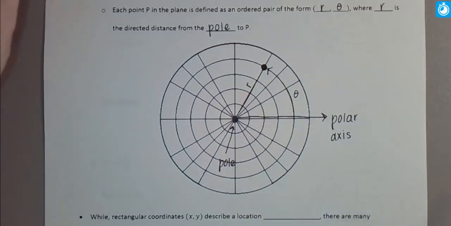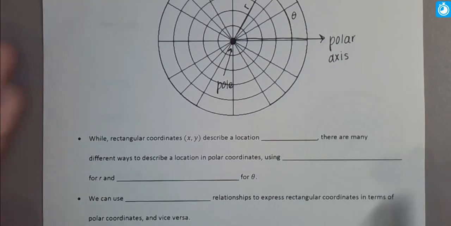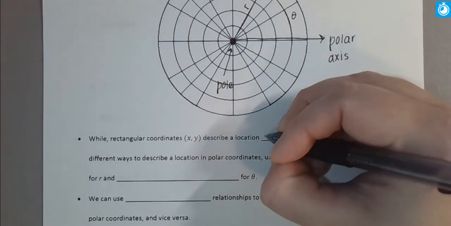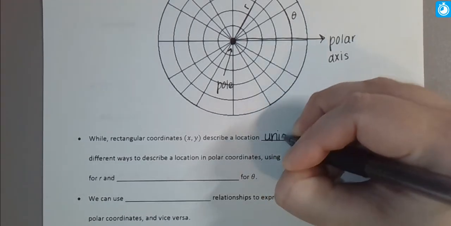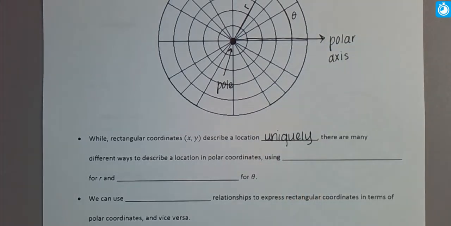Now, one thing that is unique about polar coordinates versus rectangular coordinates is rectangular coordinates describe a location uniquely. In other words, if we pick a location in the plane, only one pair of x and y coordinates describe that location. And also, if we were to write a particular x and a particular y, that only describes one location in the coordinate plane. So every point in the coordinate plane is matched uniquely with one x-y pair. That is not necessarily the case with polar coordinates.